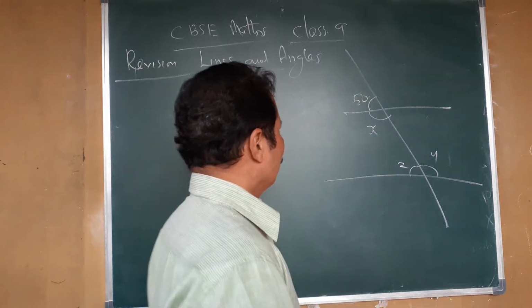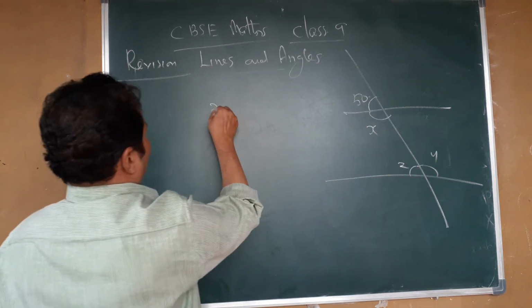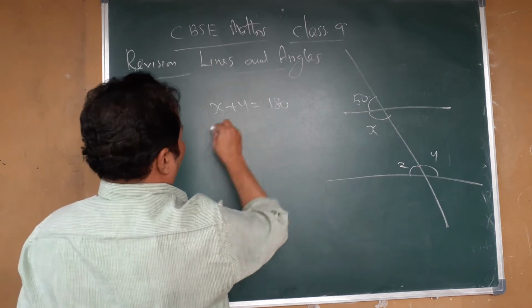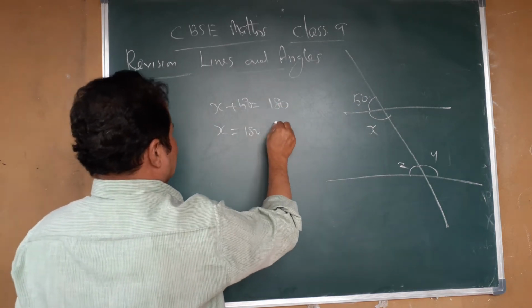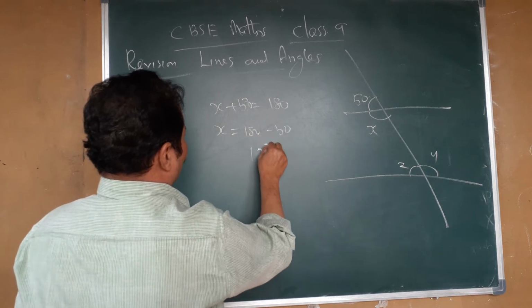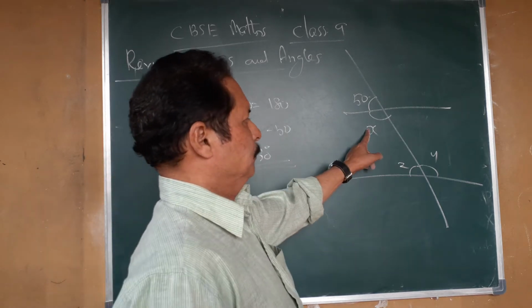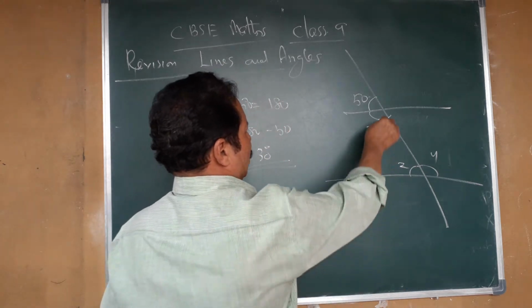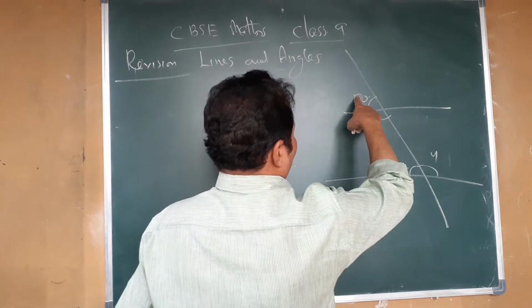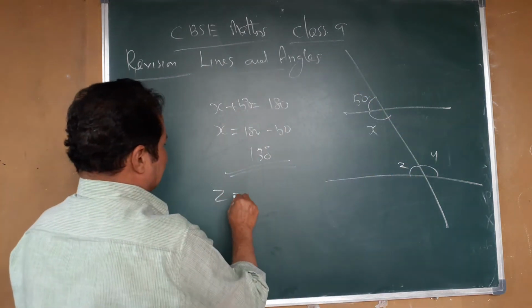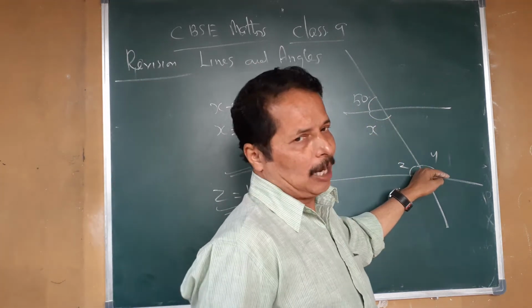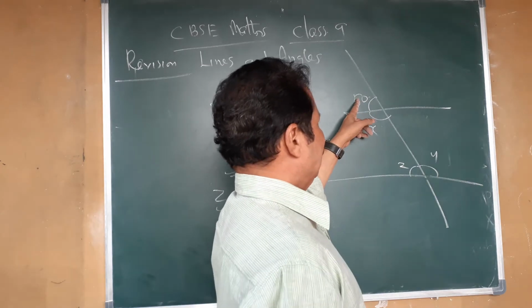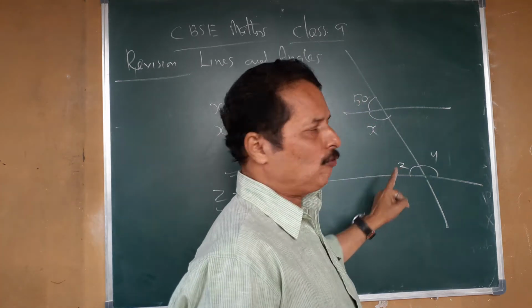Are you ready? They are linear pairs. So X plus 50 equals 180. X is equal to 180 minus 50 equals 130. Is it clear? And you look at the position. Here 50 and Z, both of them are equal because they are corresponding angles. Given these lines are parallel. So, if this angle is 50, Z is also 50.